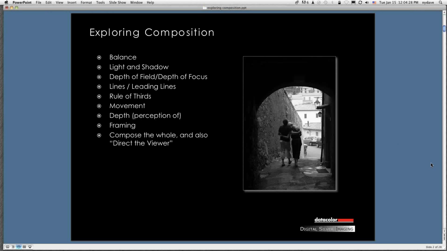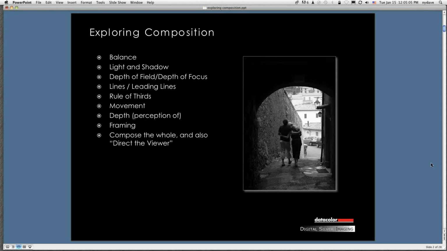And in exploring composition, there's a number of things that we should consider. We should be thinking about balance, and that's the balance of the elements, but also luminosity, light and shadow. We're looking at depth of field, what I sometimes call depth of focus, whether the nearer or farther away elements are apparently sharp or not. Leading lines in the photograph, leading lines that lead your eye to another element in the photograph. The rule of thirds, which is something that just about every photographer has heard of.